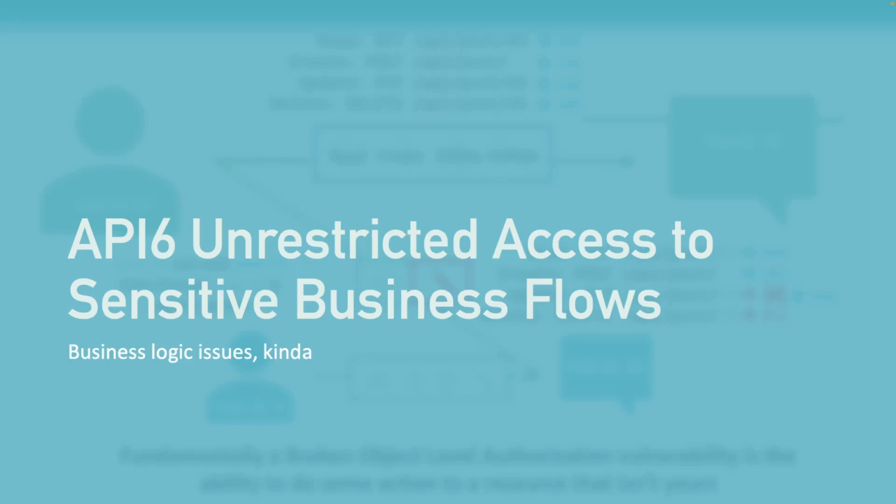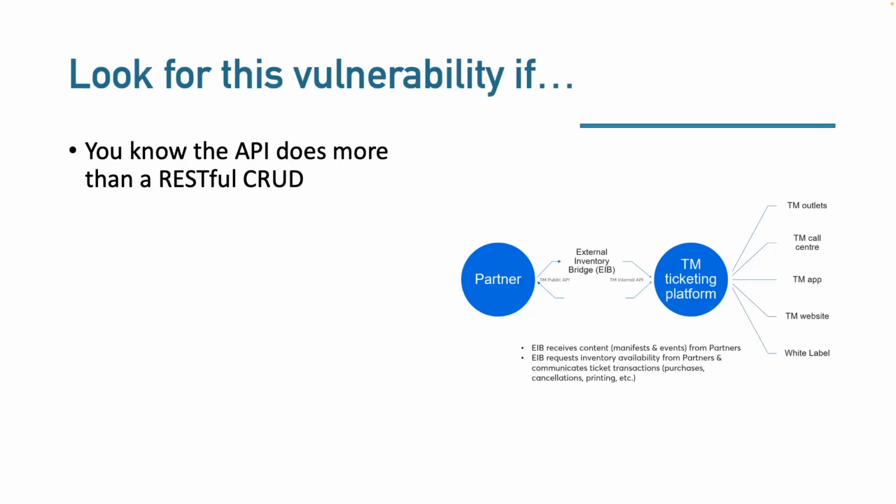6, unrestricted access to sensitive business flows. It's a type of business logic error, basically. Whenever you're dealing with an API that's doing more than the typical CRUD, you want to be keeping an eye out for business logic errors because it's very easy to get wrong as somebody who makes APIs.